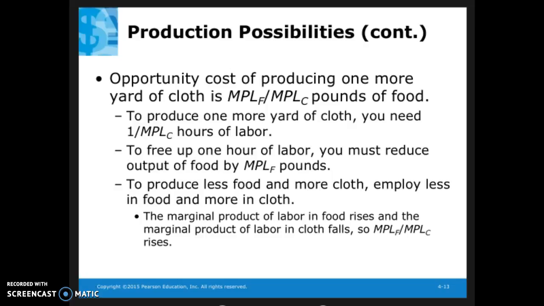To produce one more yard of cloth, you need 1 over the marginal product of labor in cloth hours more of labor. To free up 1 hour of labor, you must reduce the amount of food output by the marginal product of labor in food pounds. To produce less food and more cloth, employ less labor in food and more in cloth. The marginal product of labor in food rises and the marginal product of labor in cloth falls. So the ratio rises.